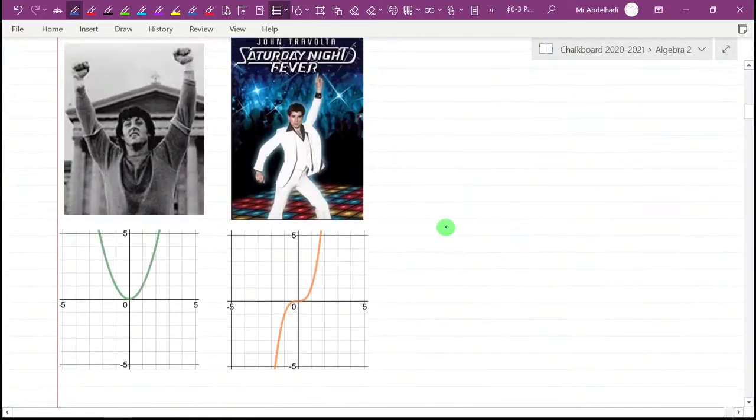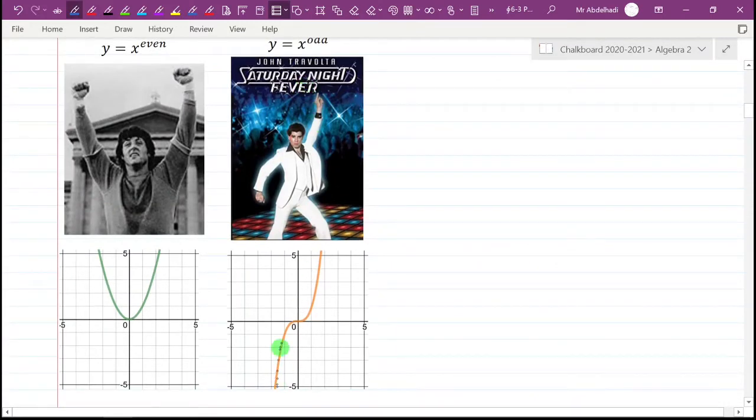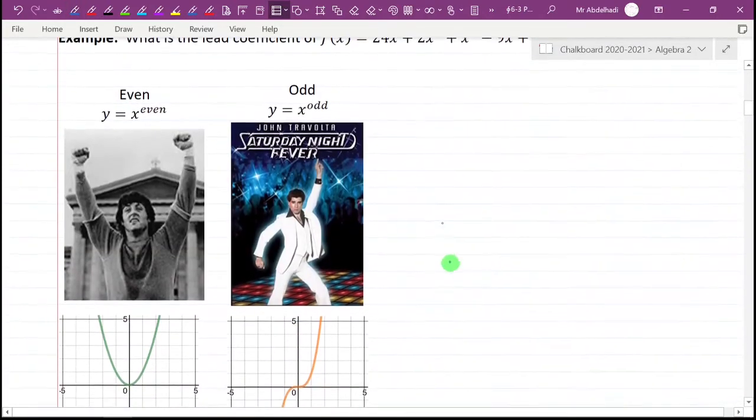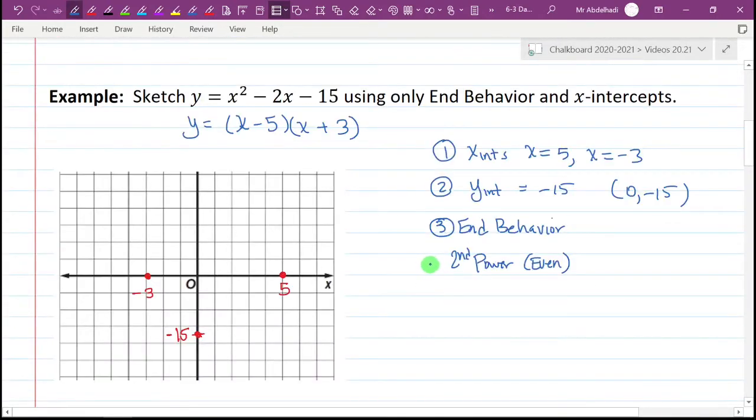If it's an odd powered function, we learned that it's going to be one side up, one side down, depending on whether it's positive or negative. So we know this is even, that means it's going up, up, and there's no negative in front of the x squared, so it's up, up. So it looks something like this, in this direction like that.